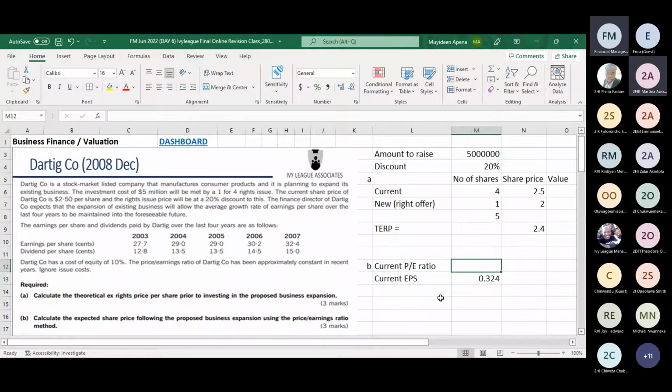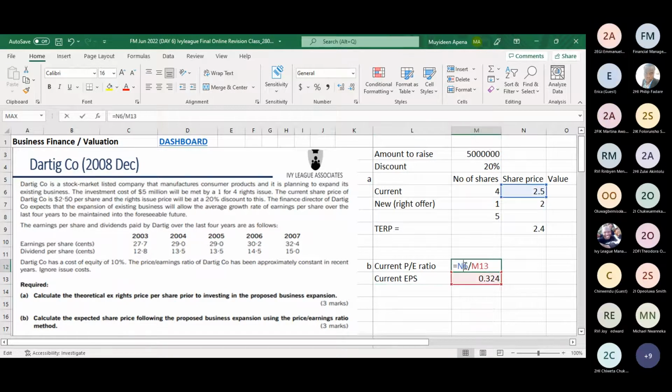So the current P/E ratio would be the current share price, which is 2.5 here, divided by the current earnings per share, and that gives us the current P/E ratio. Now we're going to assume this remains constant. Please, sir, can you take that again?